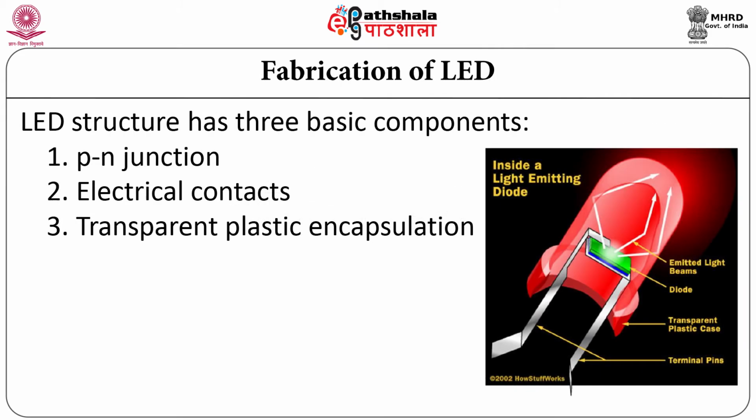Now let us study the fabrication of LEDs. LEDs are a specialized form of PN junction diodes that have been designed to optimize their optical output. As a result, the LED structure and fabrication techniques need to ensure that electroluminescence is optimized. LEDs basically consist of three main components. First, the actual PN junction chip, which is very important. Second, electrical contacts, and third, transparent plastic encapsulation. The major part of the structure is the PN junction.